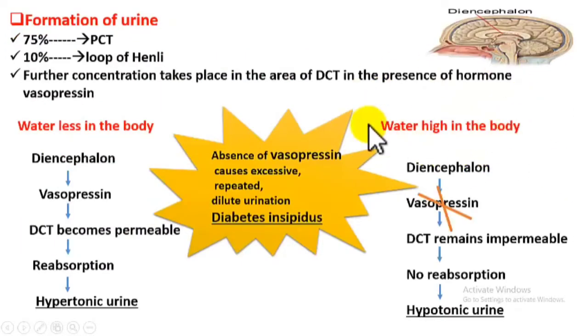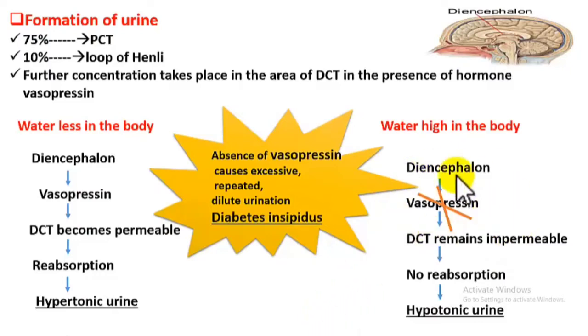Now the second situation is when we take plenty of water, and our body contains high amounts of water. Then the diencephalon does not signal the pituitary gland, so no vasopressin is produced. So the DCT remains impermeable. It does not allow water to go into blood vessels. Then what happens? No reabsorption takes place. Due to that, urine with more water comes out, and that urine is called hypotonic urine.